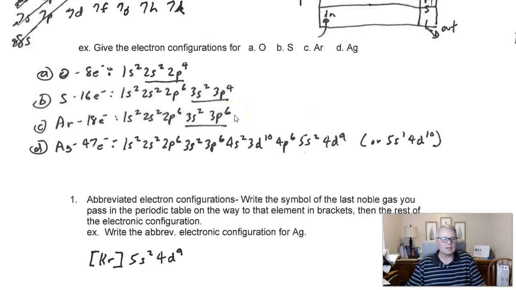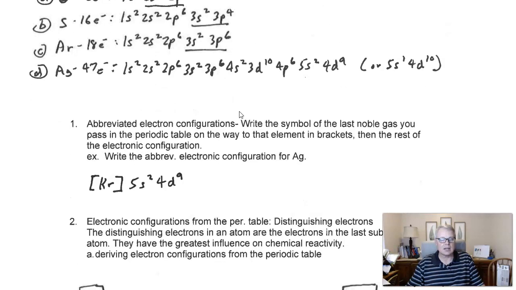So, what makes oxygen oxygen here? Well, number of protons, really, I guess, electronically. You've got 4 electrons sitting in the 2p. All right, and those are called the distinguishing electrons. They're the electrons in the last sublevel of an atom.